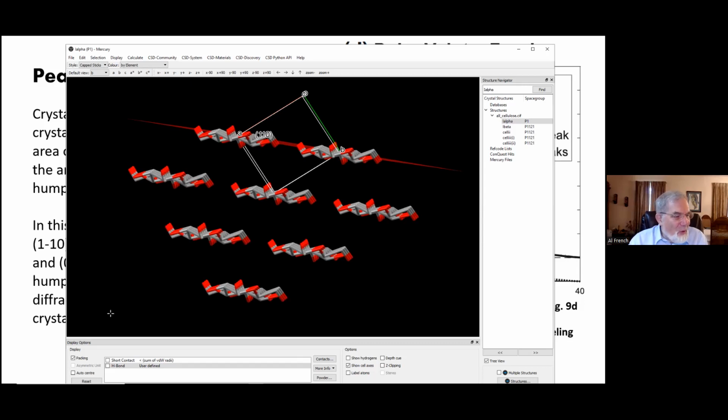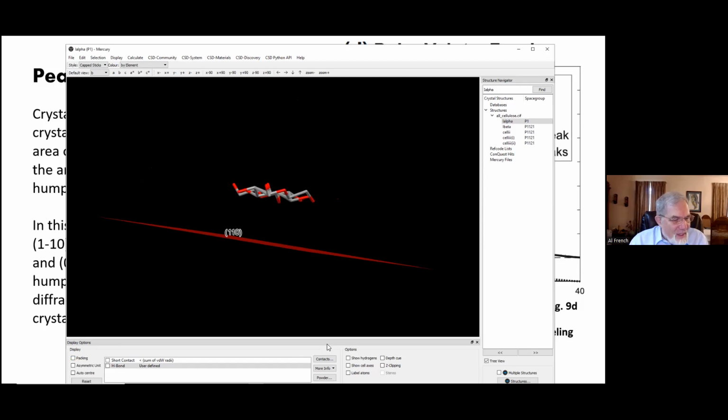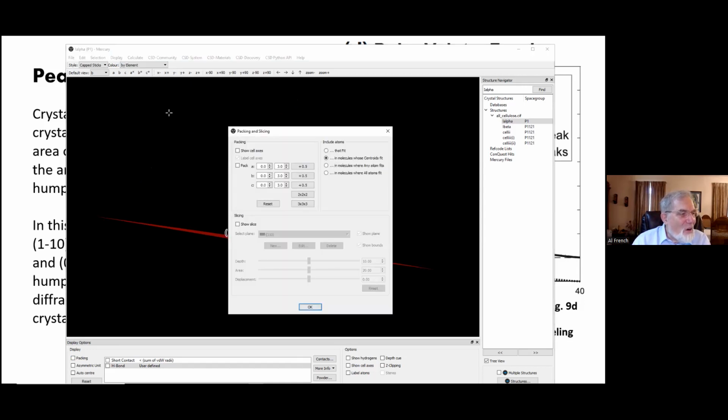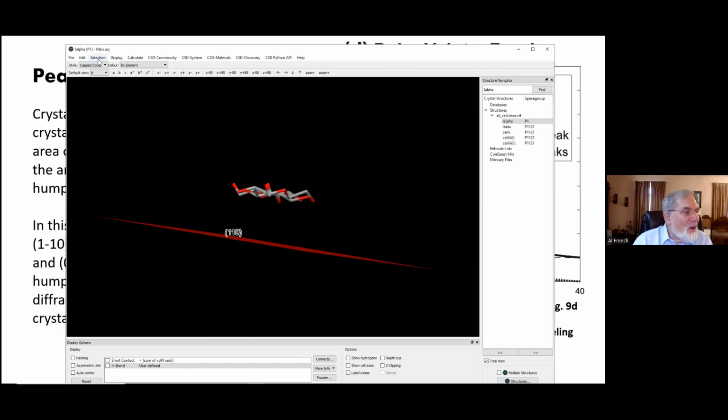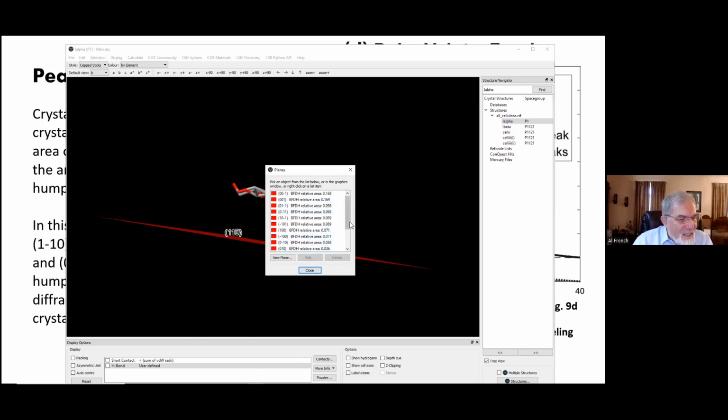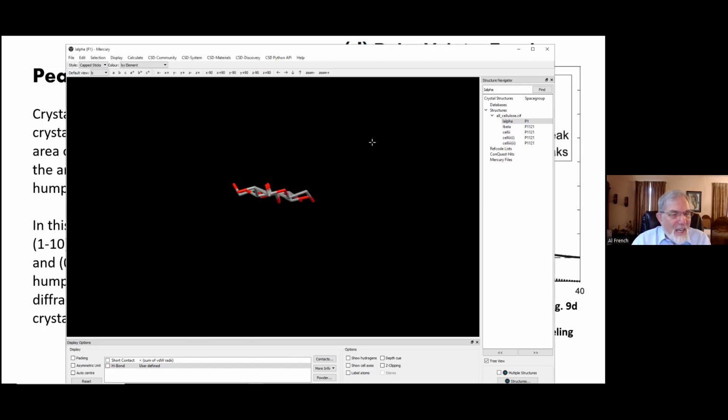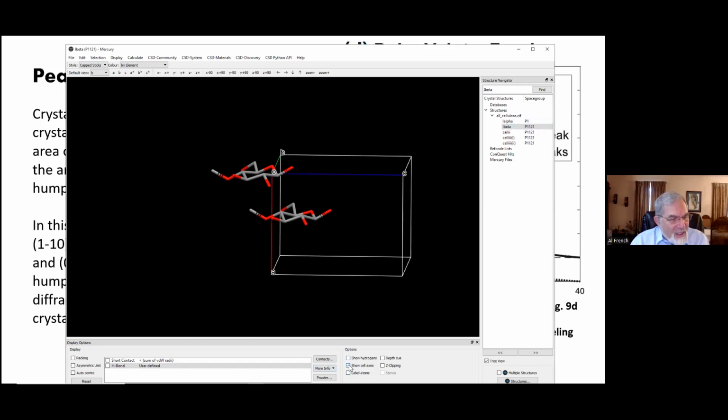If we want to deal with the topic of the day here, calculate packing, slicing. Oh, sorry. I got the wrong, I want to get rid of that plane. So there's the plane we put in and say delete it and it's gone. Okay, I'm going to switch to 1 beta now. So here's the 1 beta asymmetric unit, the corner chain and the center chain, just 1 glucose residue each because of the symmetry. There's the unit cell.